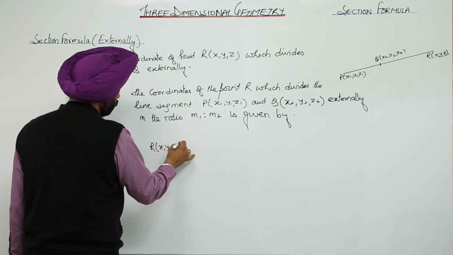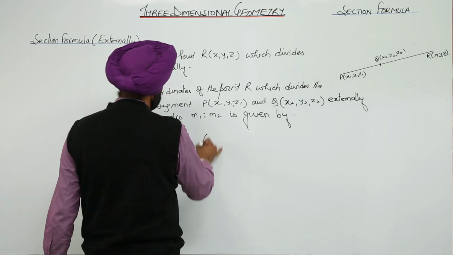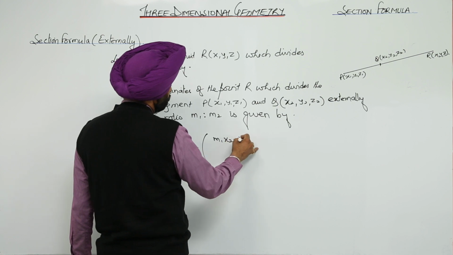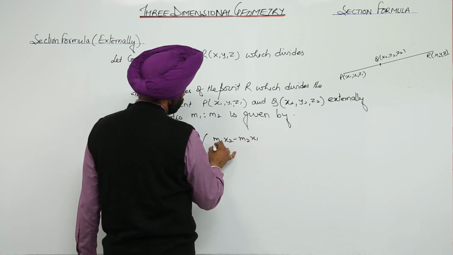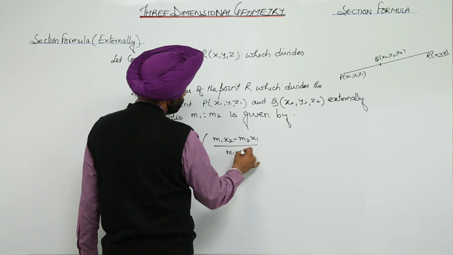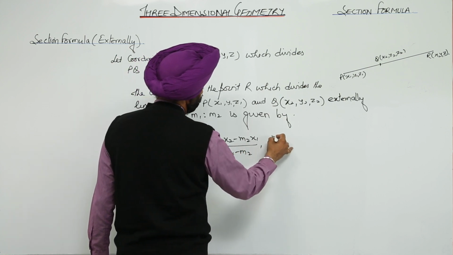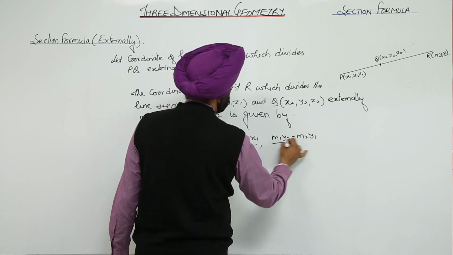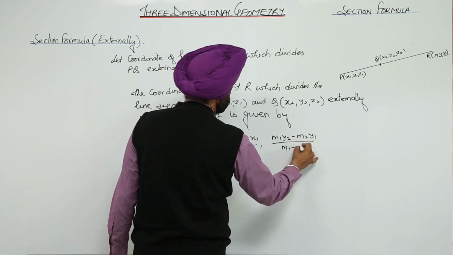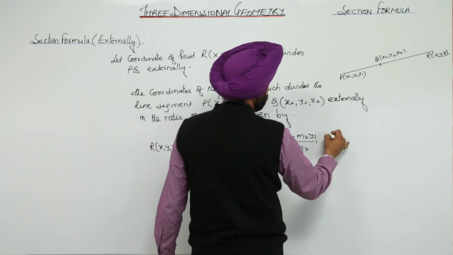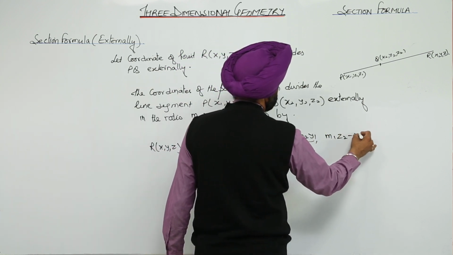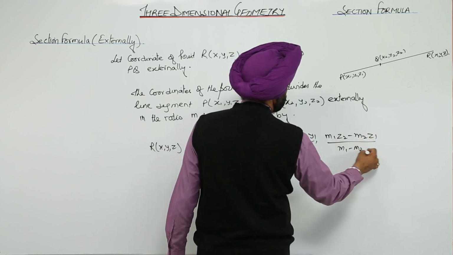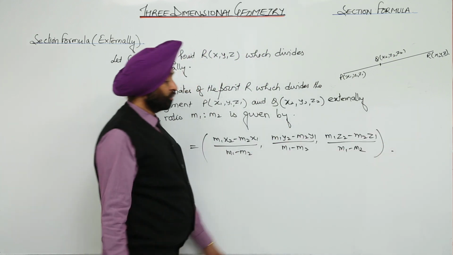R x comma y comma z is equal to, now the formula becomes m1 x2 minus m2 x1 upon m1 minus m2, m1 y2 minus m2 y1 upon m1 minus m2, m1 z2 minus m2 z1 upon m1 minus m2. So we have to apply this formula.